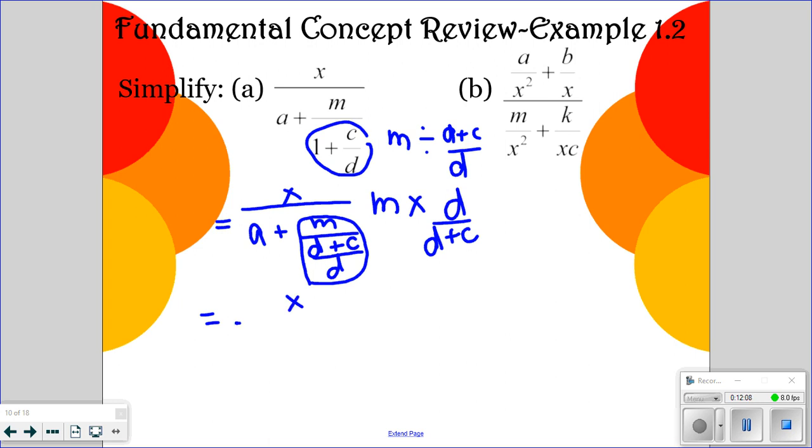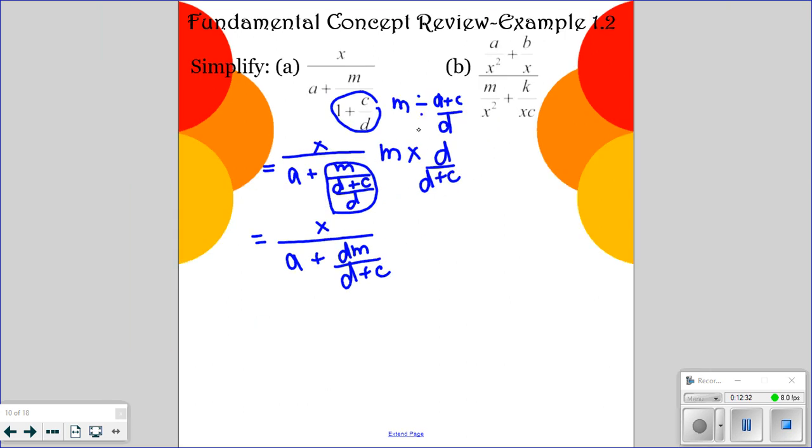So x and a stay the same. And then we have dm over d plus c. And some people can do this in their head. If you can, that's completely fine. If you can't, write it out. Hopefully, eventually you'll get to where you can go straight from here to here in your head. I don't normally actually write that out on my paper.